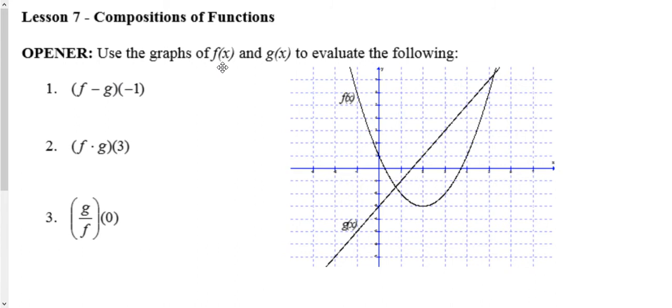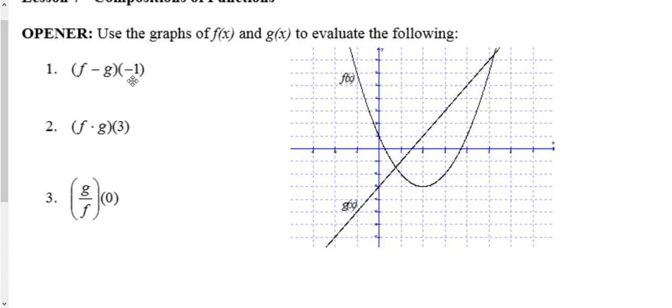It says use the graphs of f and g of x to evaluate the following. So we're looking for f minus g at -1. In this example, I'm going to separate this into two functions. I'm going to rewrite this one big function as f of -1 minus g at -1. And all I'm going to do now is look up both of these values on their respective graphs.